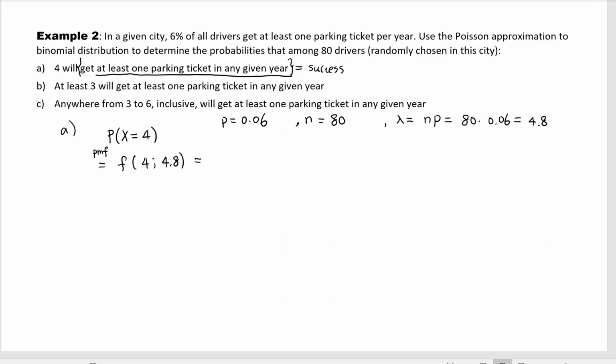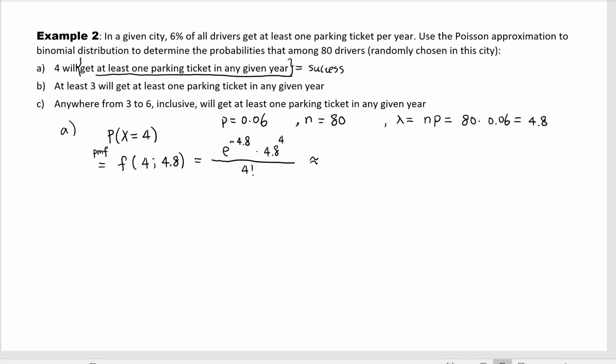What is the formula for the PMF? Well, that is e to the minus lambda, lambda is 4.8, and then lambda, 4.8 to the k, k is 4, all over k factorial. So that is 4 factorial. Okay, so plug this in your calculator. What do you get? So let me plug it in my calculator. e to the negative 4.8 times 4.8 to the 4 divided by 4 factorial.